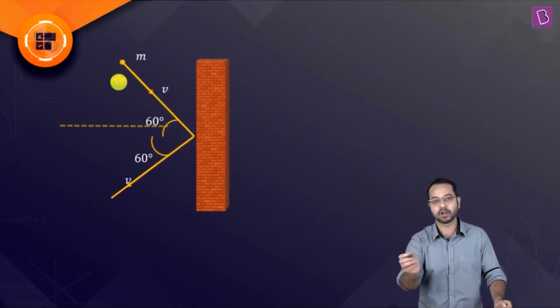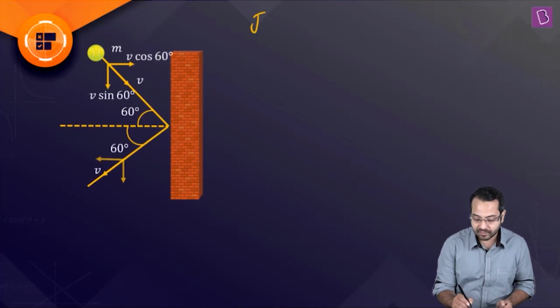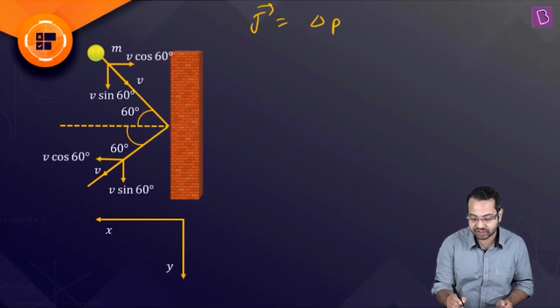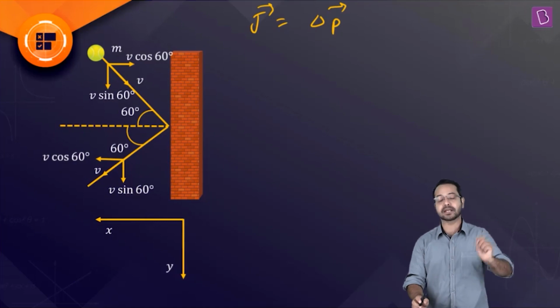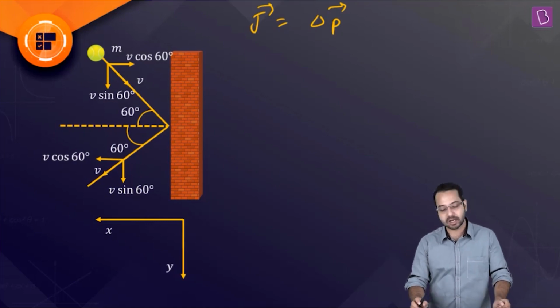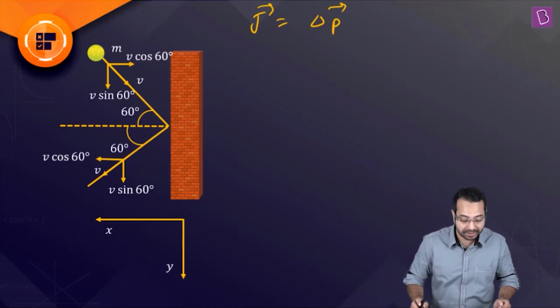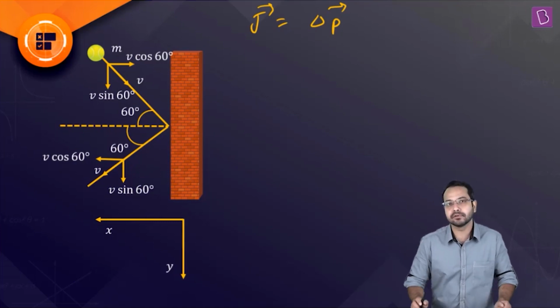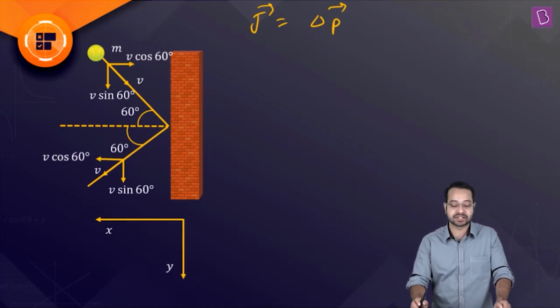Okay, so first of all, what is impulse? Impulse, we know, is the change in momentum, and impulse is a vector quantity because momentum is also a vector quantity. Hence, we need to be very careful when we are calculating impulse or change in momentum.